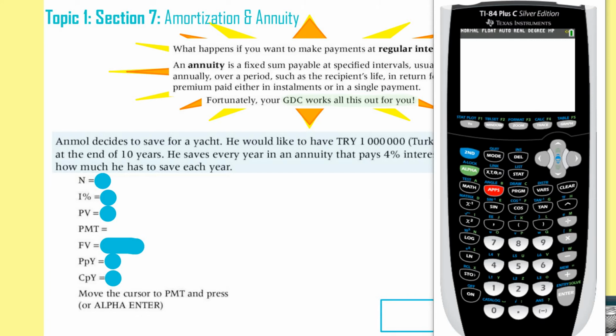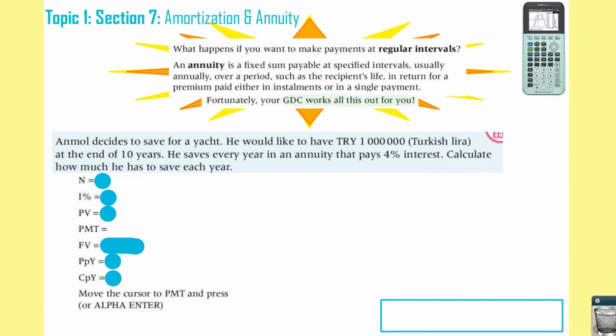Remember, we go to Apps, Finance, number 1, and the TVM solver. This is where you're going to put your information. For this example, we want to have 1,000,000 Turkish lira. That's our future value, what we're trying to get. We want to do this over 10 years, so N is going to be 10. We have a 4% interest rate.